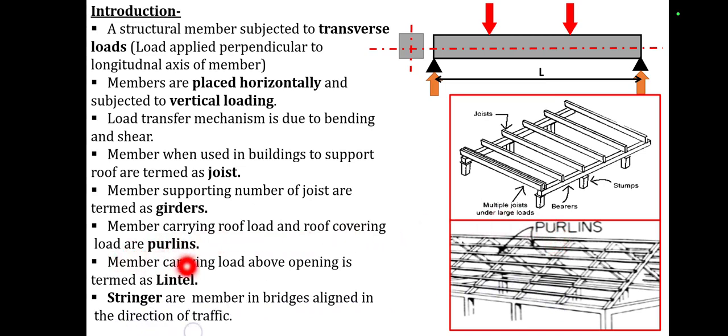Then the member carrying load above an opening is called a lintel. Dear students, whatever structure is constructed above a window or above a door, that structure is called a lintel, and it is also a small beam. Then the stringers are members in a bridge aligned in the direction of traffic.